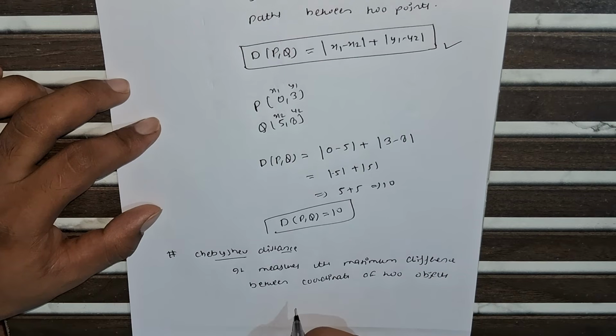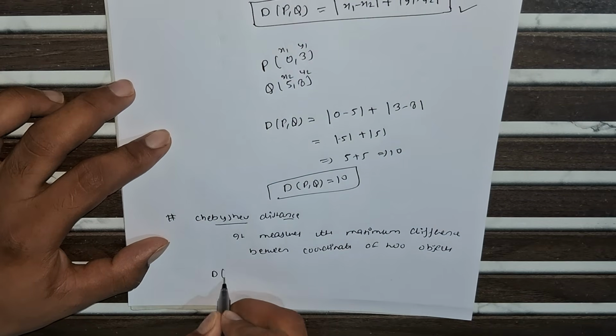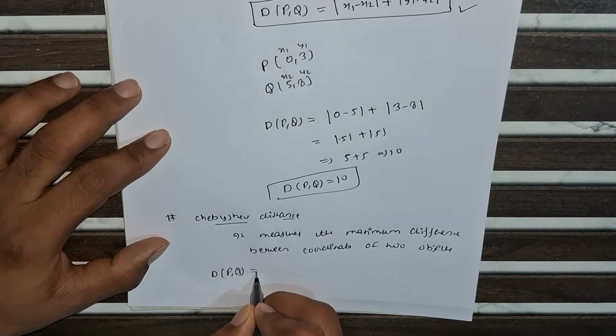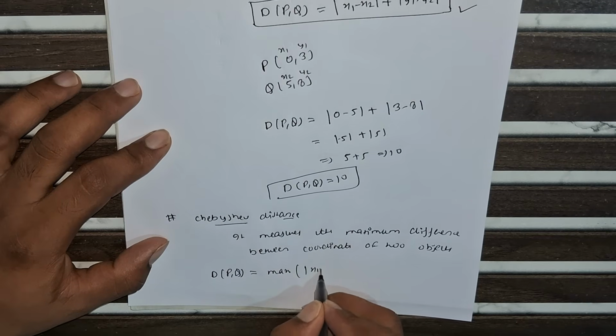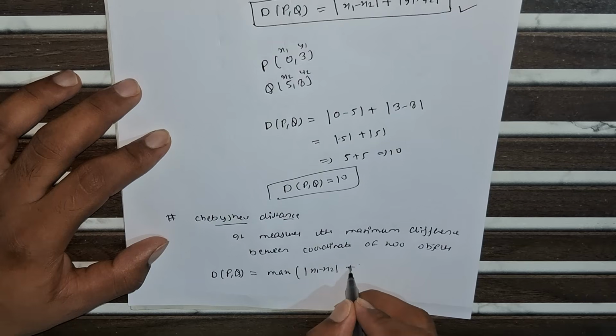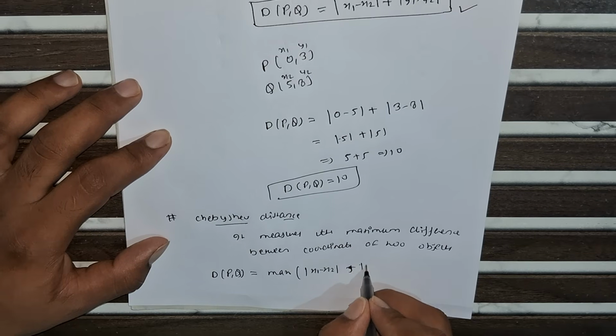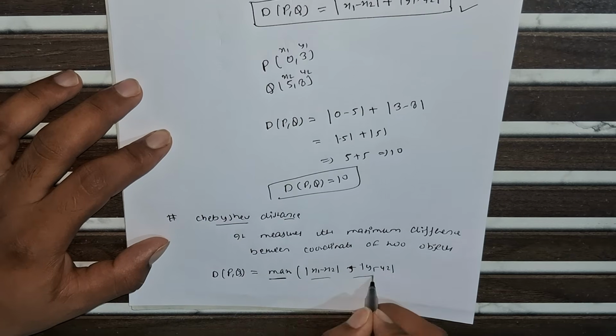What is the practical application of this distance? We use this in chessboard movement, and second, in pattern recognition. So what is the formula to calculate this? The distance of P comma Q coordinates equals the maximum of |x1 minus x2| comma |y1 minus y2|. Here there is no plus, this is a comma. This is the maximum difference between two coordinates.